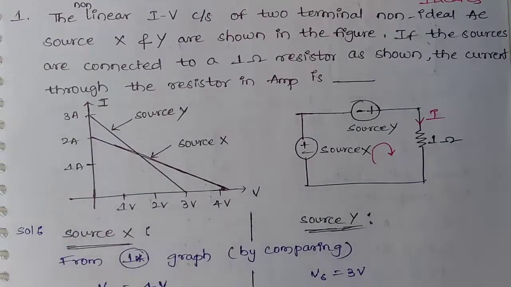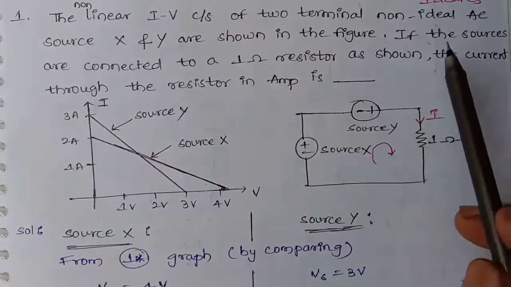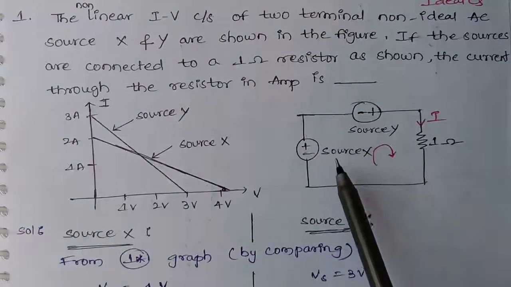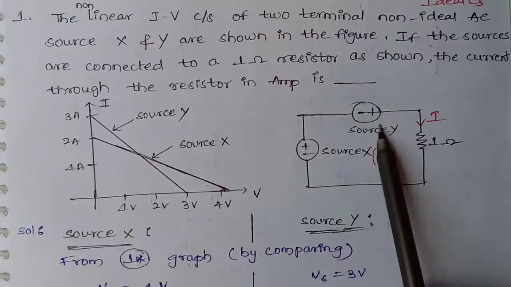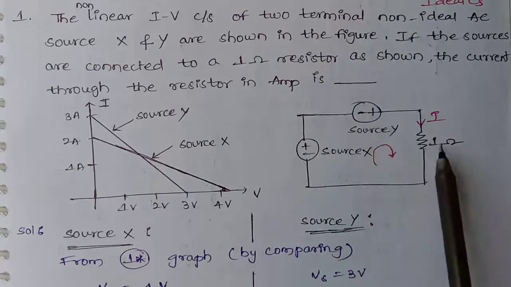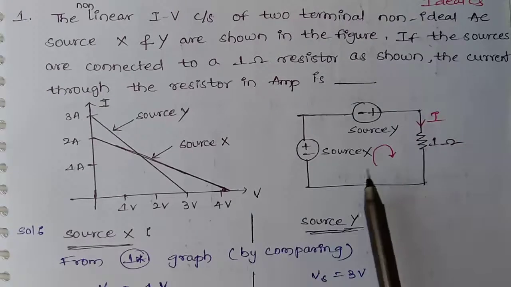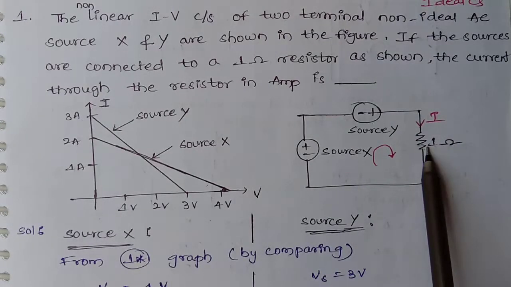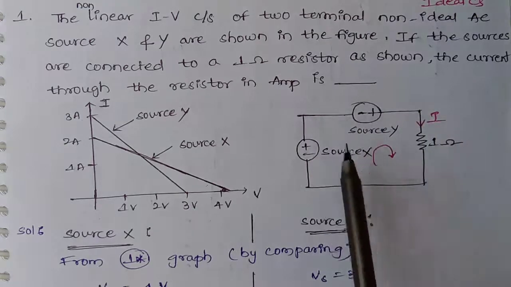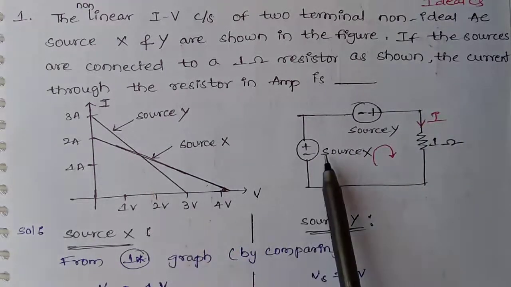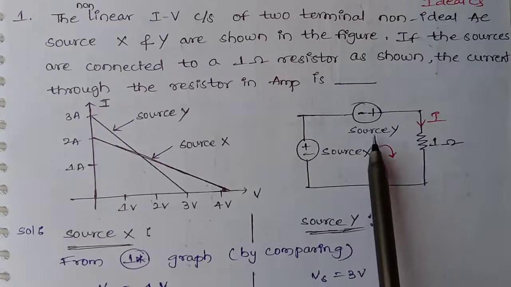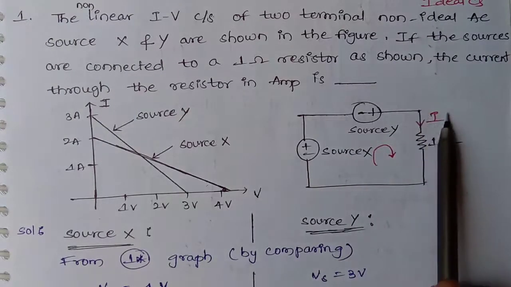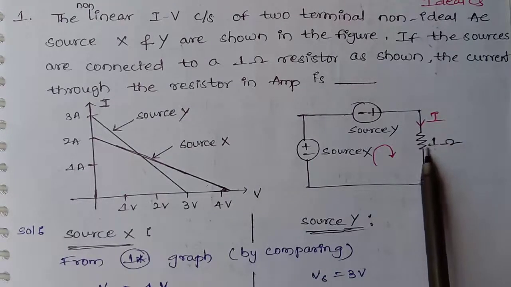Now, look at the second part of the question. If the sources are connected to a 1 ohm resistor, that means this source X and this source Y are connected to this 1 ohm resistor. We need to find out the current through this 1 ohm resistor. We are given this circuit and these characteristics, that means we are given source X, source Y and the 1 ohm resistor.